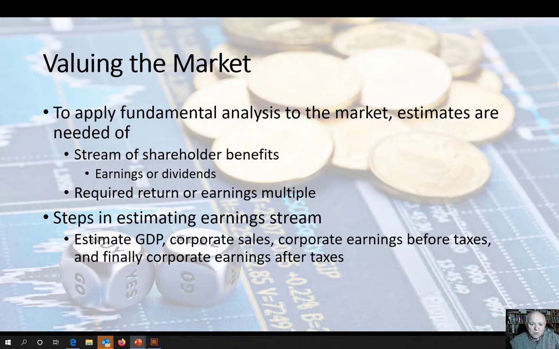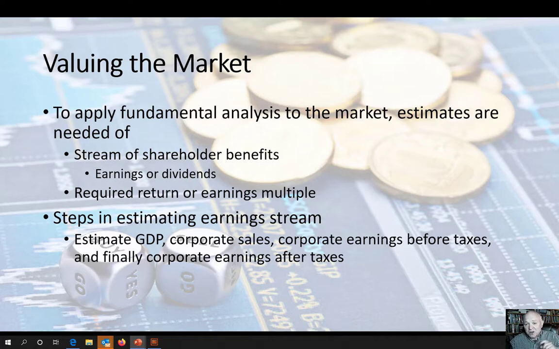And the steps that we're going to take in estimating the earnings stream is going to be to estimate the change in the economy. If we think the economy is going up by 2% or 3%, that's going to be one of the predictors of our eventual corporate sales. If we do as well as the economy, GDP growth translates into corporate sales. And if we don't change the way that we produce, that translates into corporate earnings before tax. And if the government doesn't change the tax rate, that translates into corporate earnings after tax and our expected value that we use in the share price calculation.